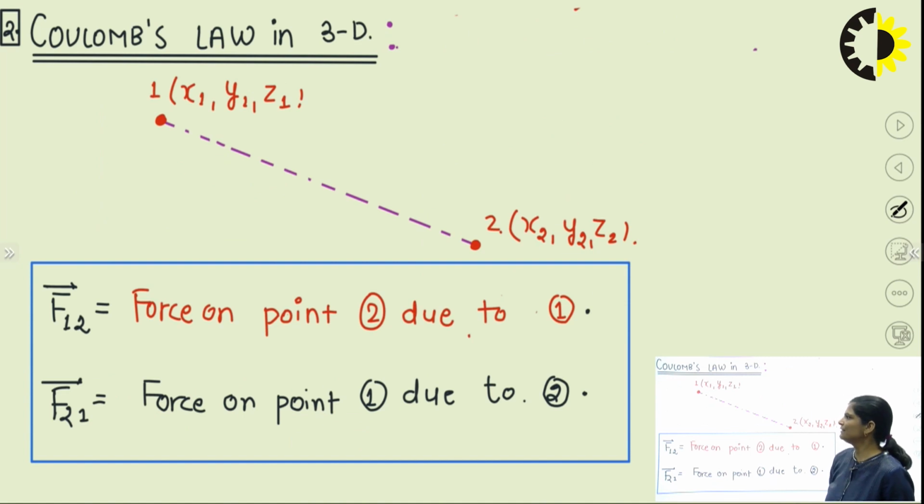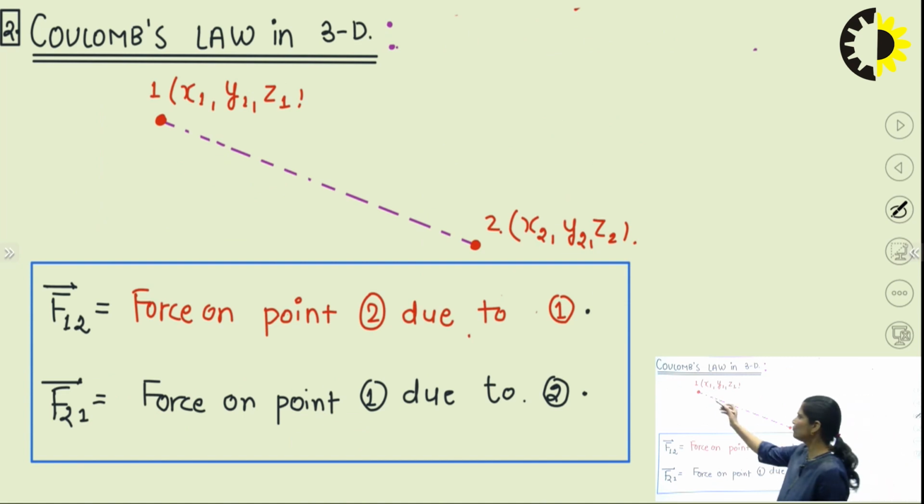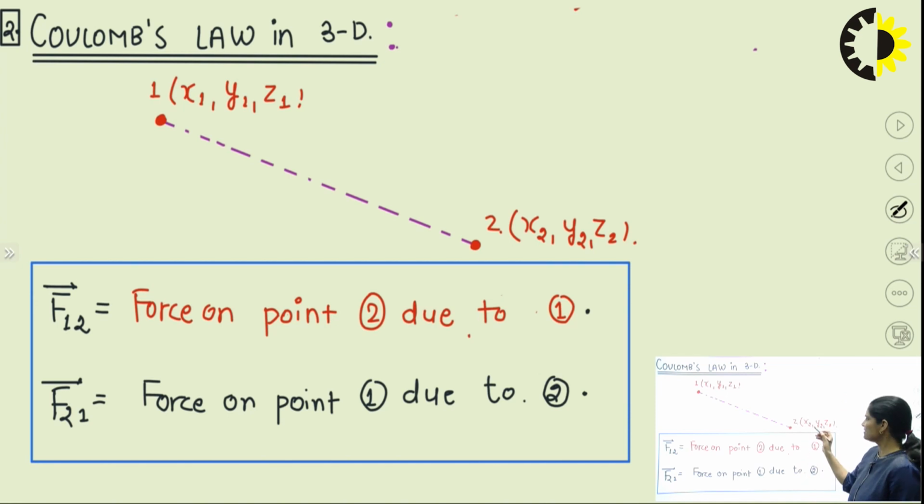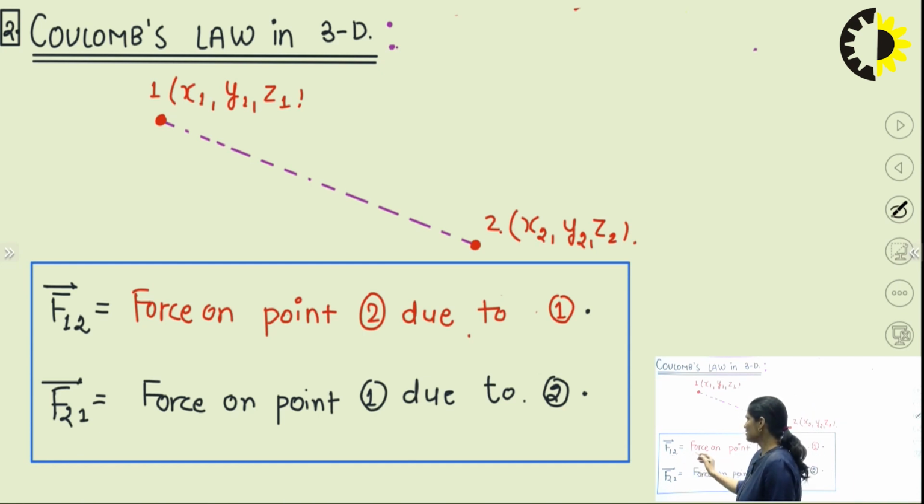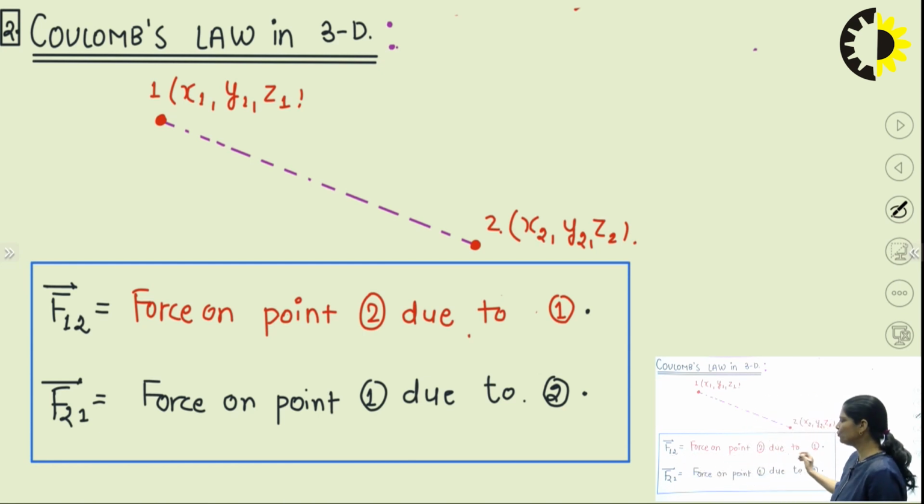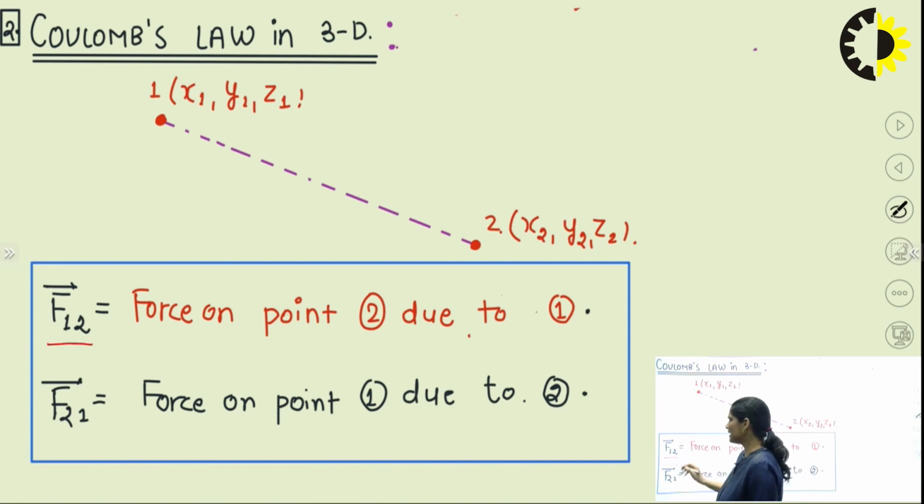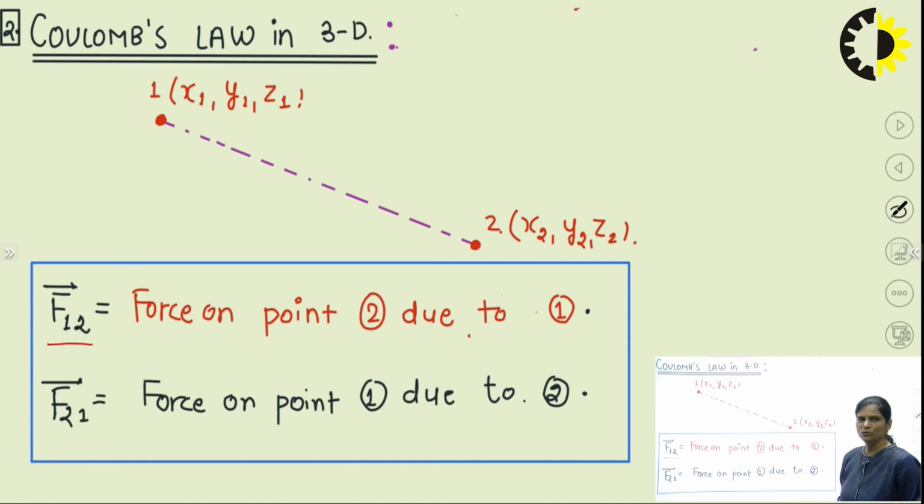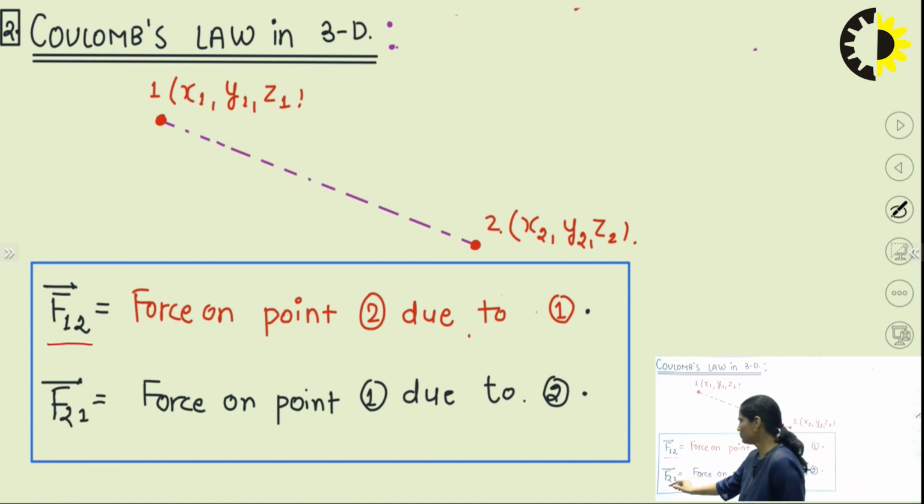Now Coulomb's law in 3D. Let us consider you have 2 point charges. The first one is x1, y1, z1, and the second point charge is x2, y2, z2. If these point charges are in 3D, then how can you find the force in 3D? So F12 means force on point 2 due to point 1, if it is represented like this, and F21 means force on point 1 due to 2. Okay.